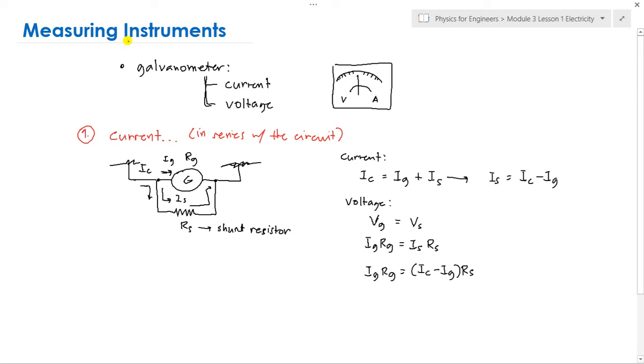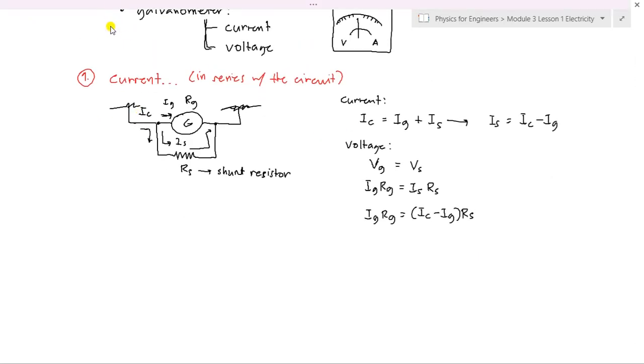And then for the voltage, in measuring the voltage, it should be kanang parallel to the circuit.